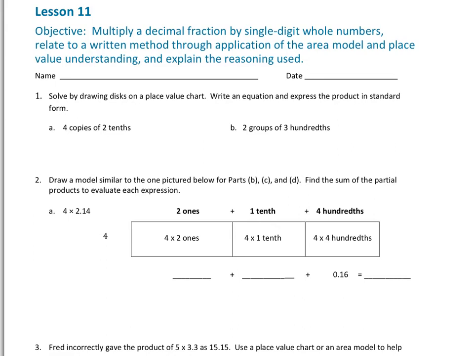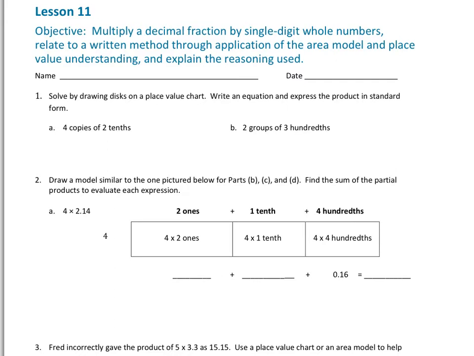Today we're going to take a look at Lesson 11. The objective says, multiply a decimal fraction by single-digit whole numbers, relate to a written method through application of the area model and place value understanding, and explain the reasoning needed. Let's take a look at number 1. Solve by drawing discs on a place value chart. Write an equation and express the product in standard form.